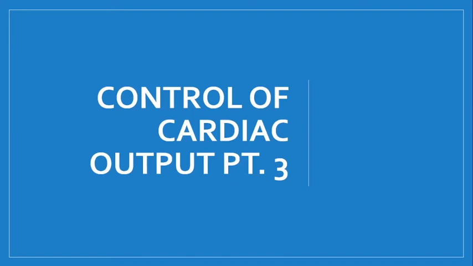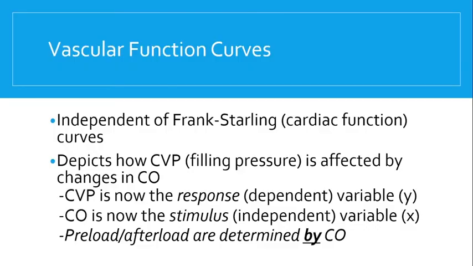How's it going, everyone? Today we're going to continue our conversation over the control of cardiac output, and we're going to talk a little bit more about the relationship between cardiac output and preload. So we talked about the Frank-Starling mechanism known as the cardiac function curve, where an increase in preload will increase cardiac output, while a decrease in preload will decrease cardiac output.